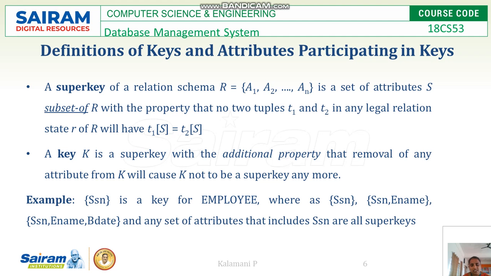So now we should define what is meant by key. A key K should first of all be a super key, with an additional property: removal of any attribute from K will cause K not to be a super key. That means the minimal super key is called a key. Okay, in the super key, if you remove any attribute, it should no longer be a super key; that is a key. For example, if you take these super keys, SSN; SSN, E-name; SSN, E-name, birth date, all those things, here we remove SSN, it is not a super key. If you remove here also, this is not a super key. Among these three, which is minimal, this is the only minimal one. So SSN is a key.